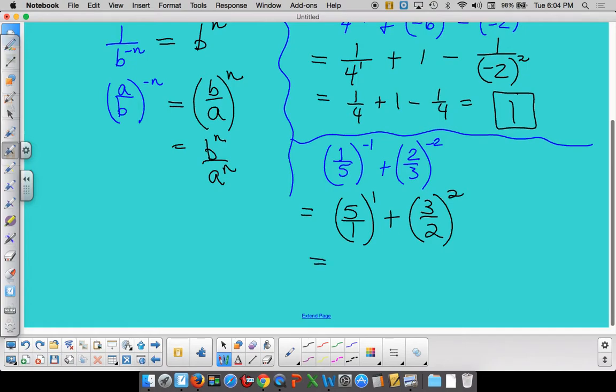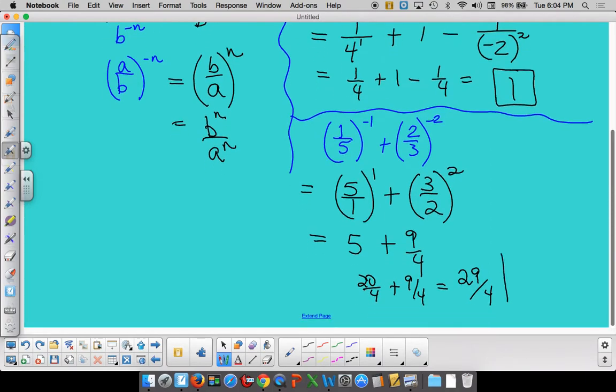Now, crunch the numbers. We got 5 plus 9/4. When I make a common denominator, 5 becomes 20/4 plus 9/4, and so my answer is 29/4. I prefer answers as improper fractions. I'd rather not have mixed fractions, and at this level of math and beyond, improper fractions are our friends. We like them this way. I do want them reduced, but I don't want to change to mixed fractions.